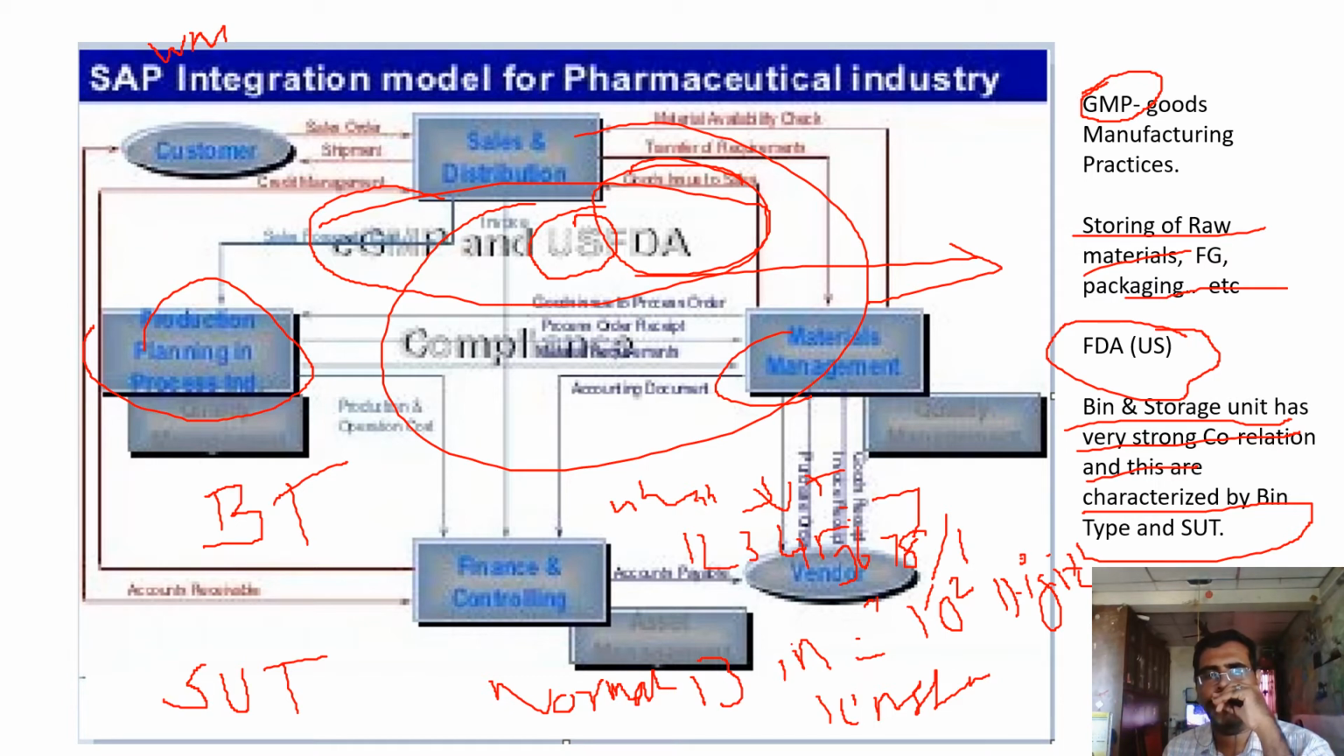The bin and the storage unit have a very strong correlation. This is characterized by the bin type (BT) and storage unit type (SUT). The bin type is determined through the design of the racks and shelves in the warehouse.